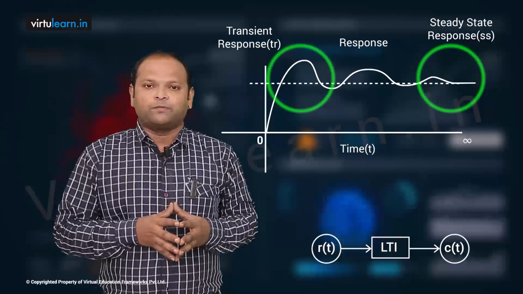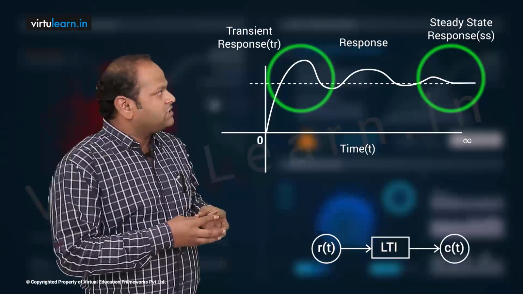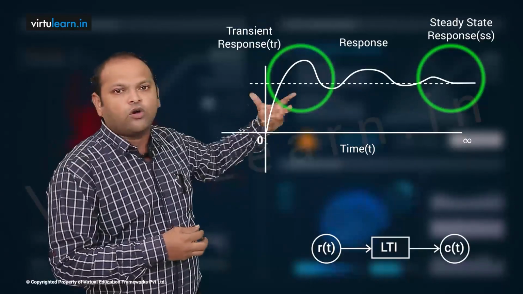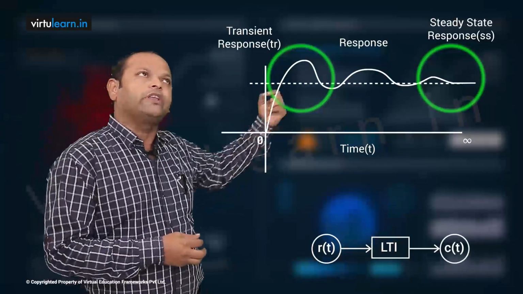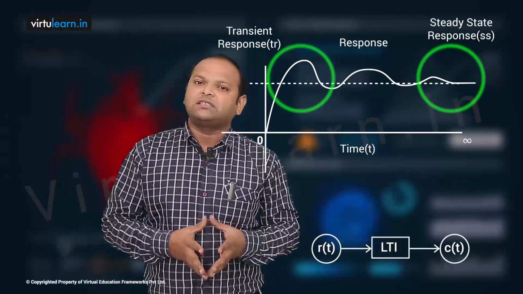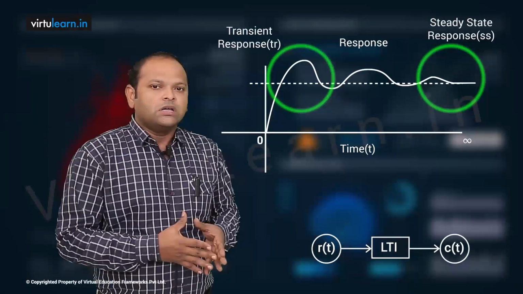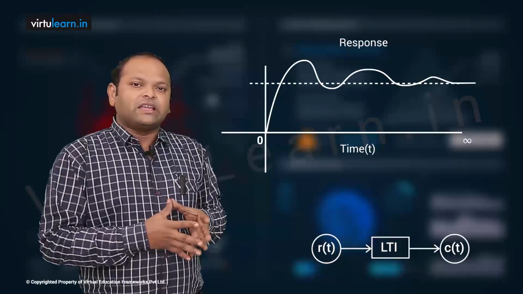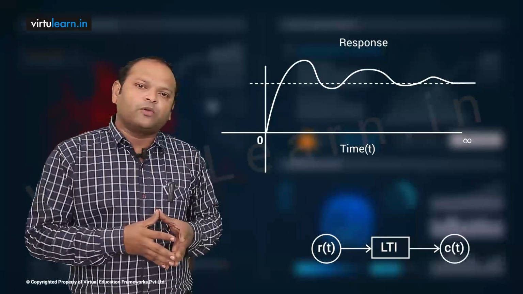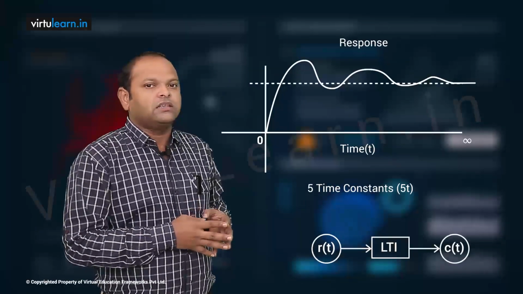Why are these transients coming? The moment you connect the input, due to the energy storage elements in the system, the response will not go to the steady state value immediately. So it will have its own oscillations, or it takes a long time to slowly reach the steady state value. Generally the time constant is the parameter which decides what the transient response and the steady state response will be. Ideally we can say that the transient response exists till infinity, but practically we take up to 5 time constants. So up to 5 time constants we can take it as transient.